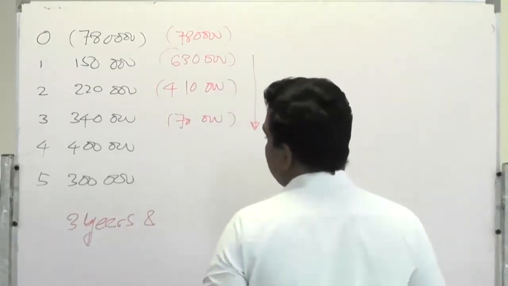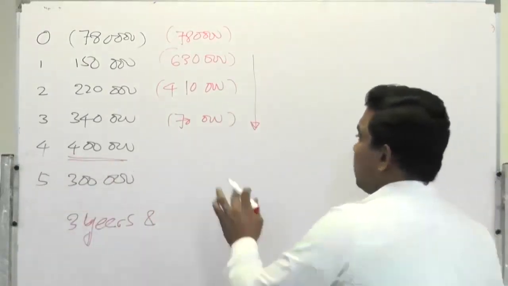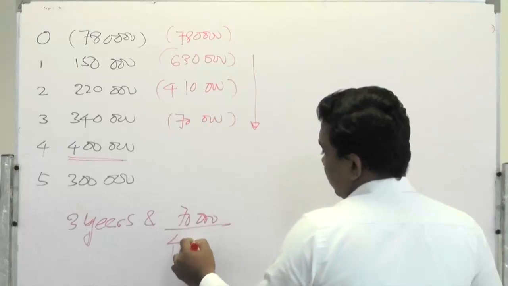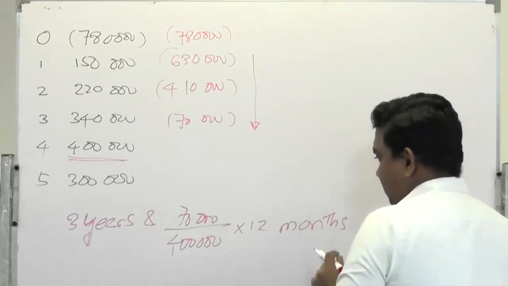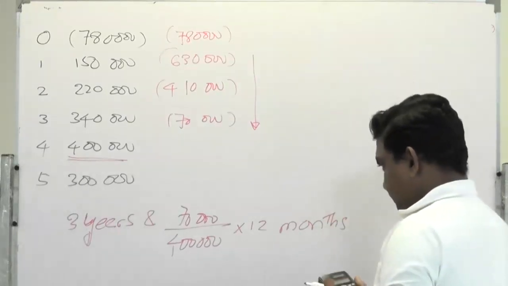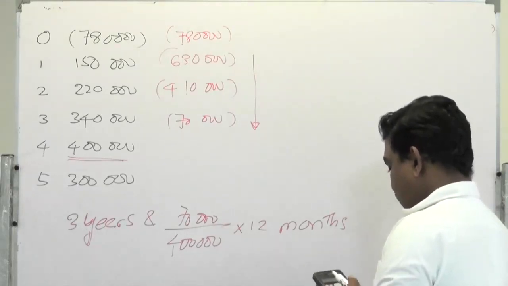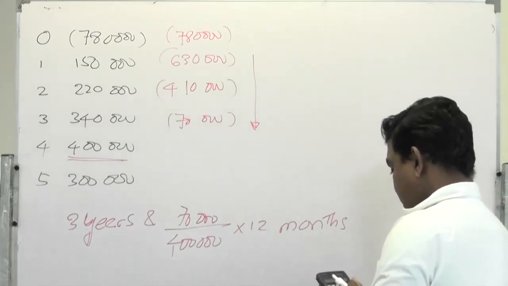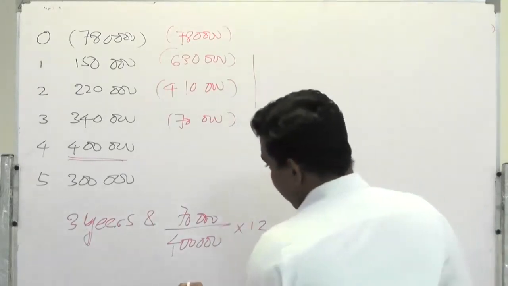How can we calculate the number of months? Because in the fourth year it will give you 400,000, but you need to recover only 70,000. Therefore, you will divide 70,000 by 400,000 multiplied by 12 months. Then you can see the number of months required, right? 70,000 divided by 400,000 multiplied by 12 months, that is 2.1 months.